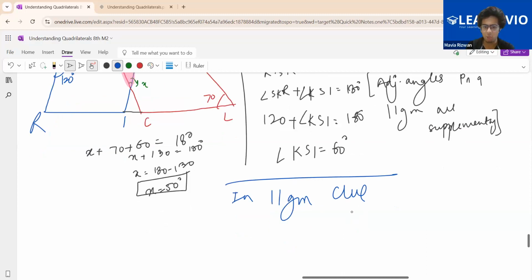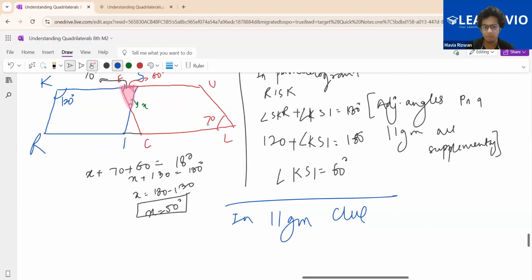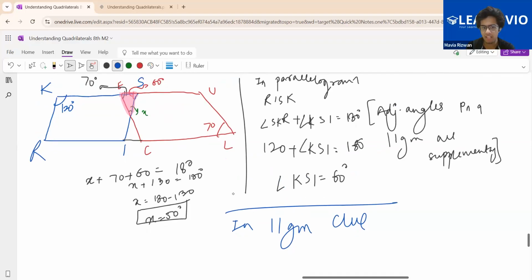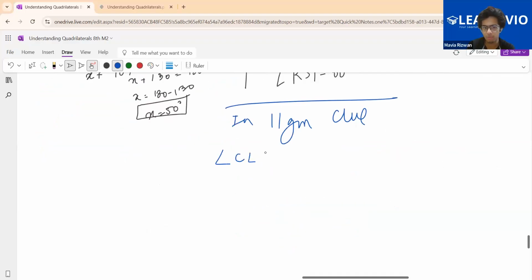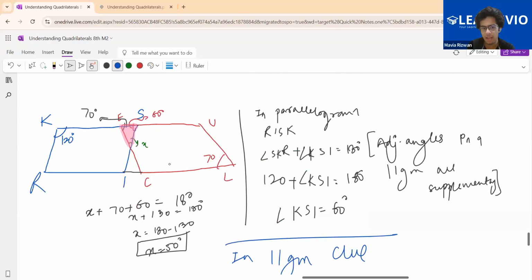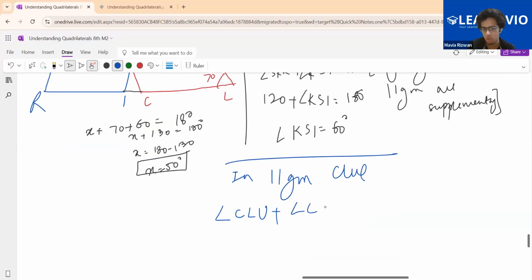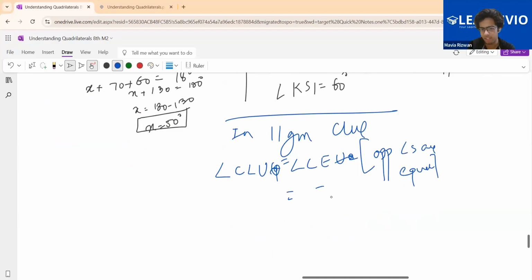Now in parallelogram CLUE, angle CLU and angle CEU are equal, because opposite angles are equal. So they are both equal to 70 degrees.